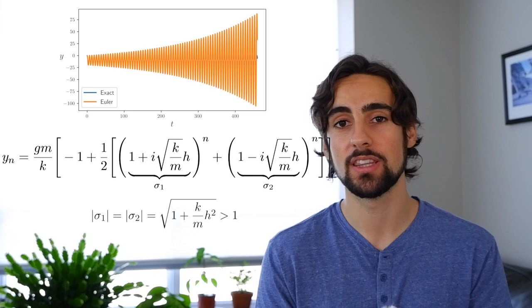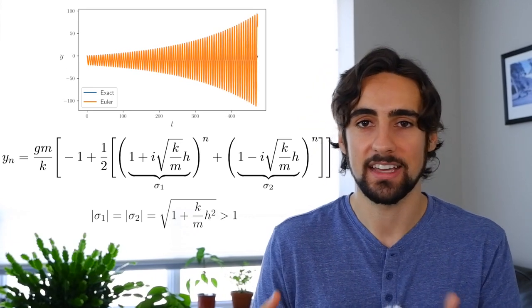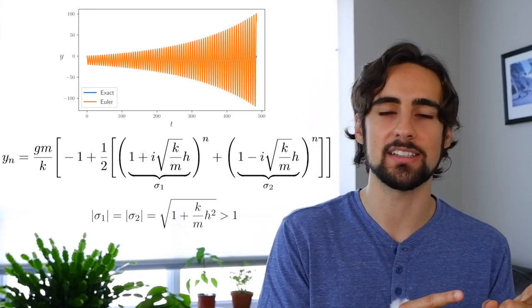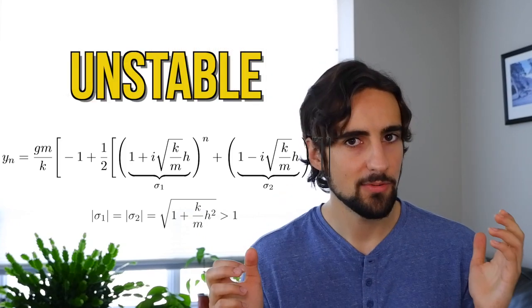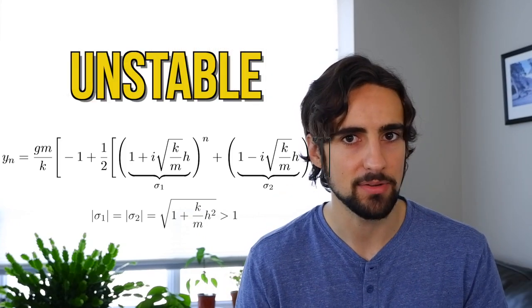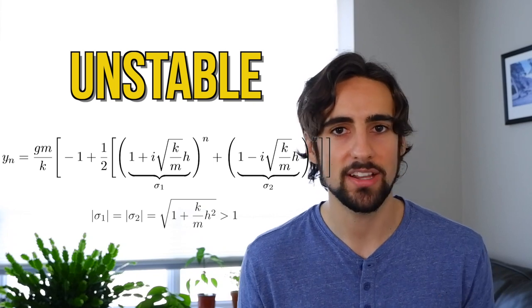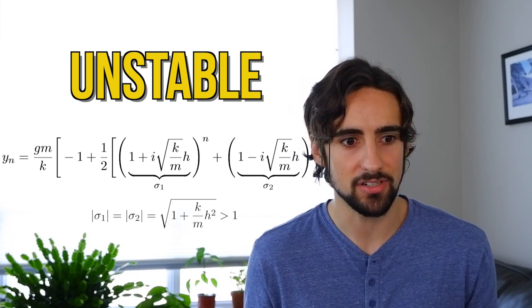So we have just proven that although Euler's method gives us a solution that approximates the exact solution, it is unstable. No matter how small you choose your time step, eventually you're going to run into problems because your solution blows up. This is a huge thing in numerical analysis. Not only do you want methods that give you the correct answer as you take smaller time steps, but you also want a method that is stable.